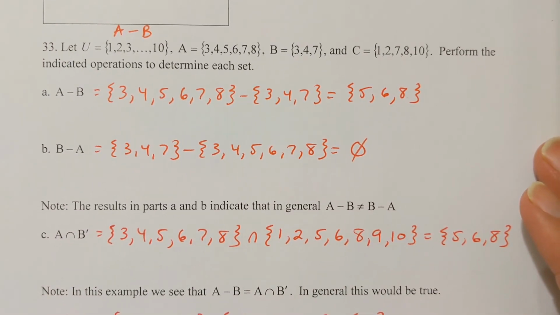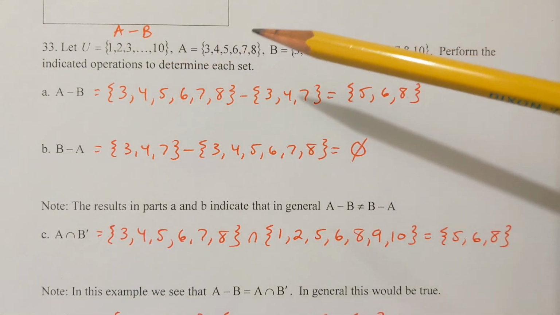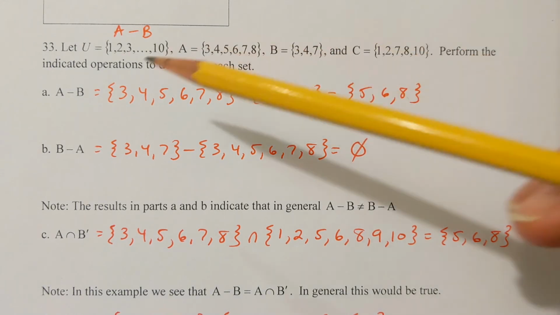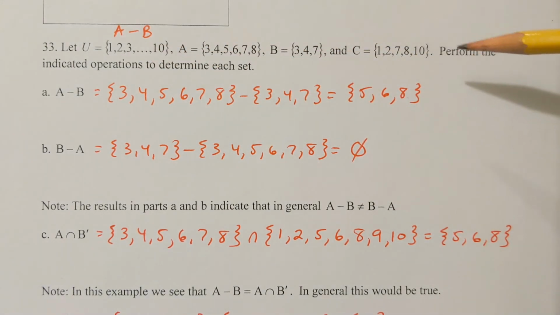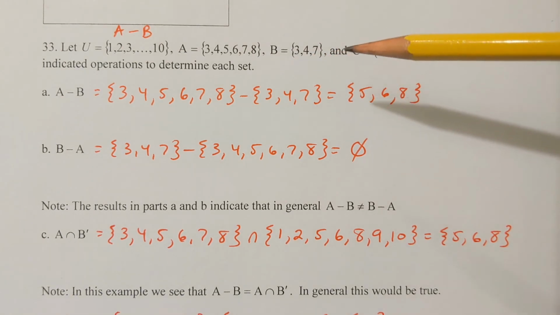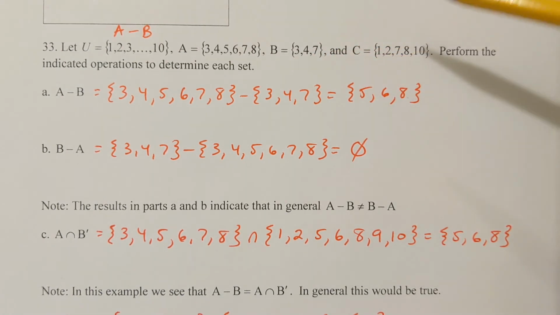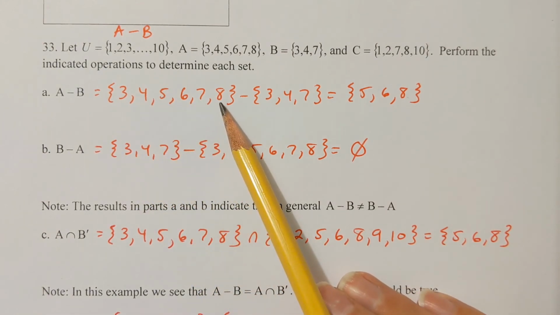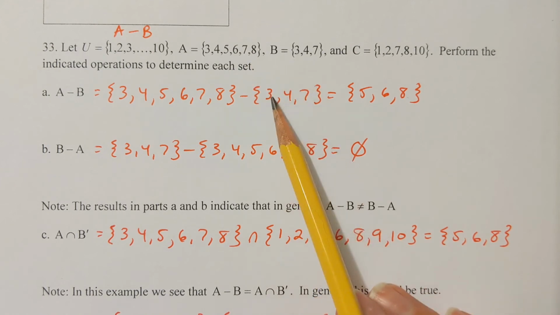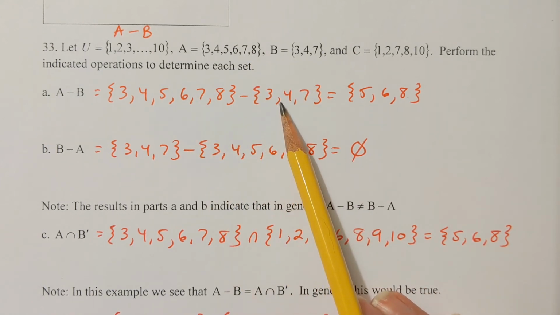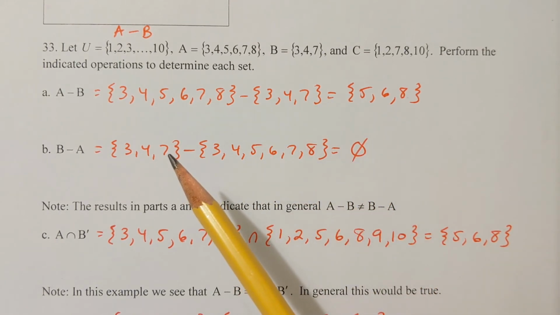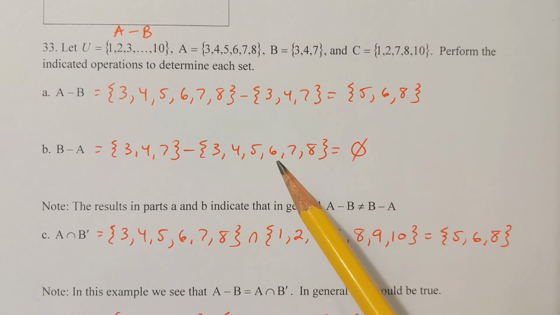Problem 33. I get the universal set, which is the counting numbers 1 through 10, and set A, set B, and set C are all part of the universe there. And I'm supposed to perform the indicated operations to determine each set. Okay, so A minus B. I've written down set A, I've written down set B. Here's A minus B. Now, again, A minus B is everything in A that is not also in B.